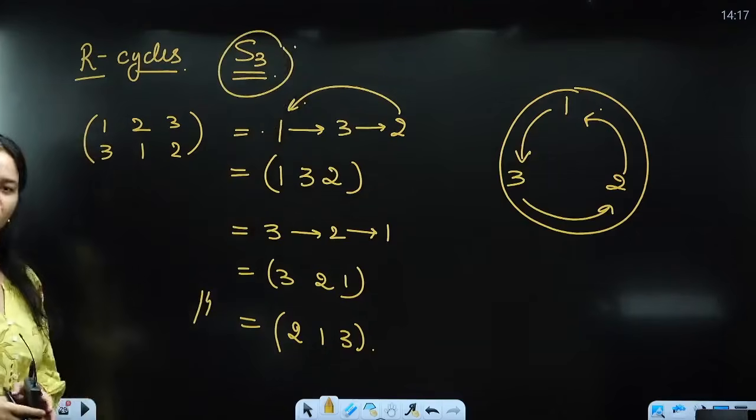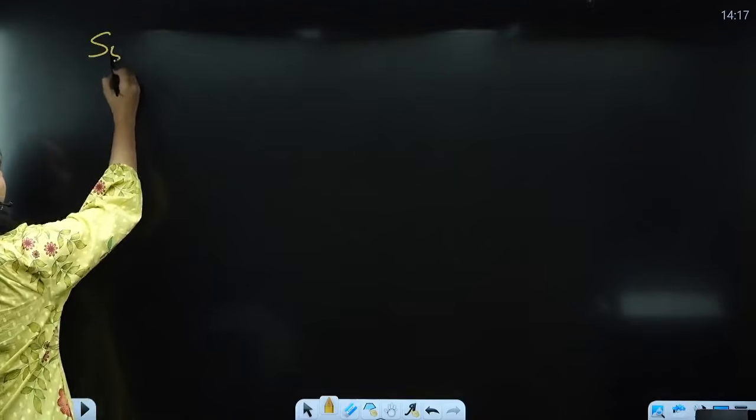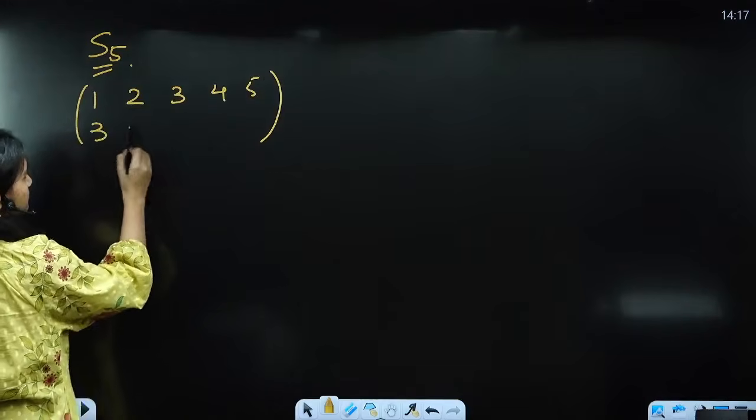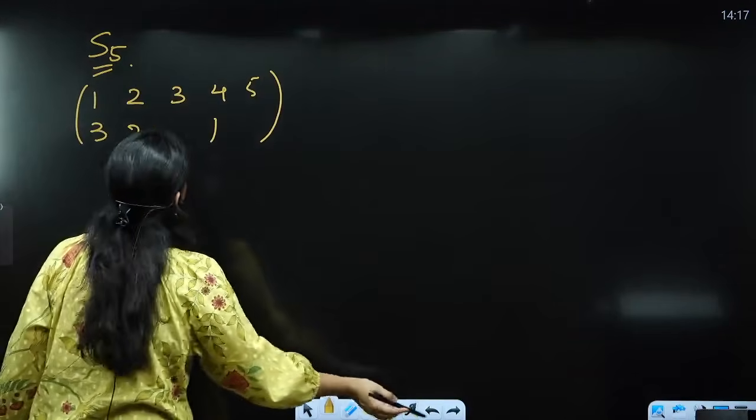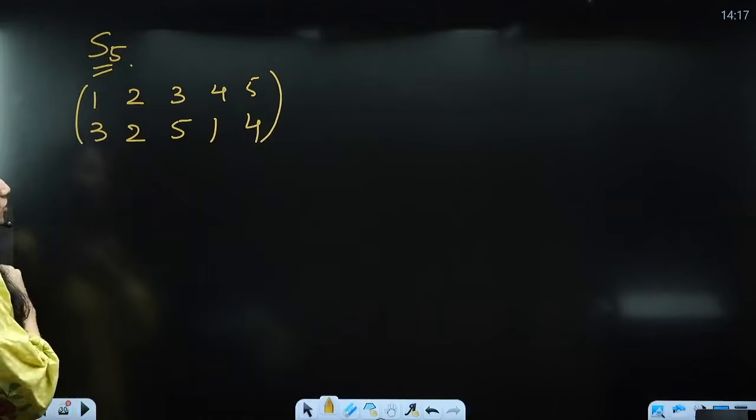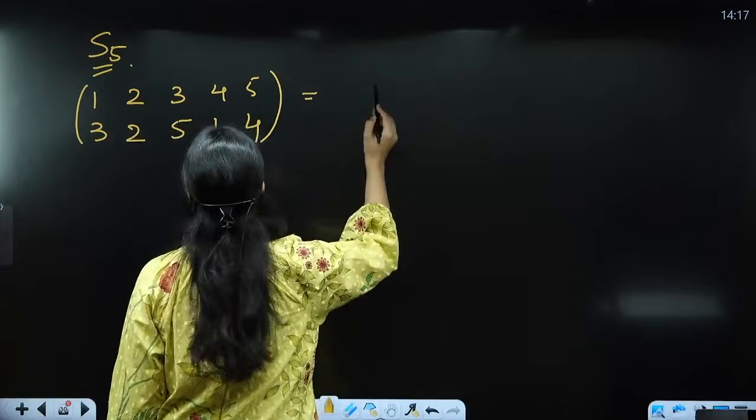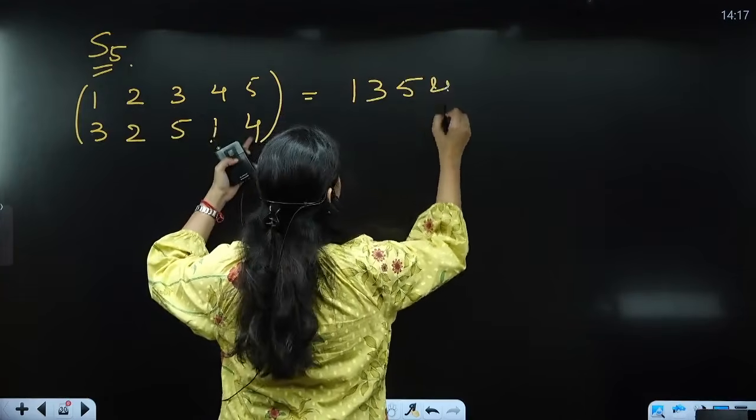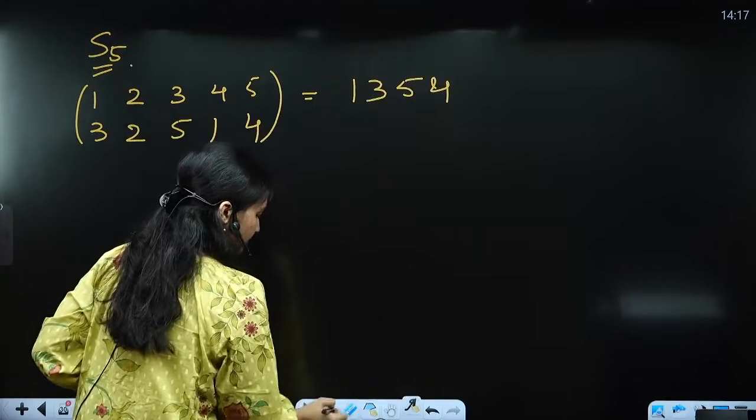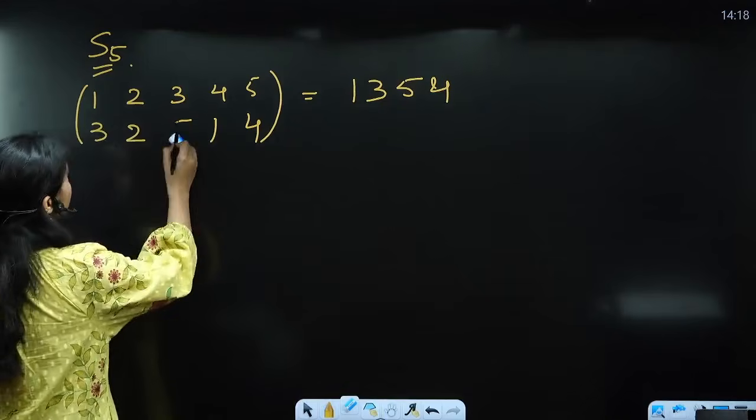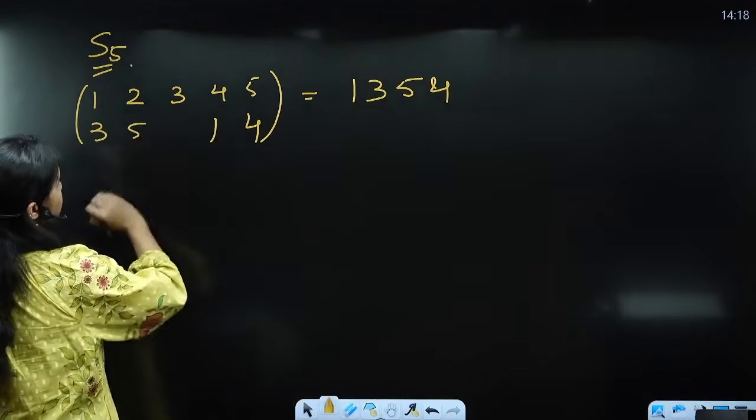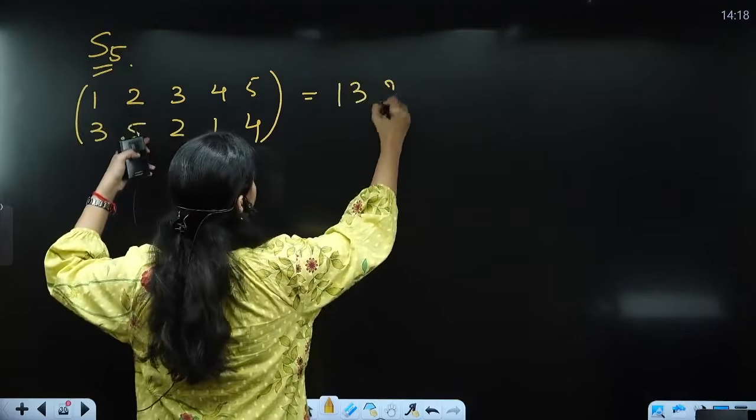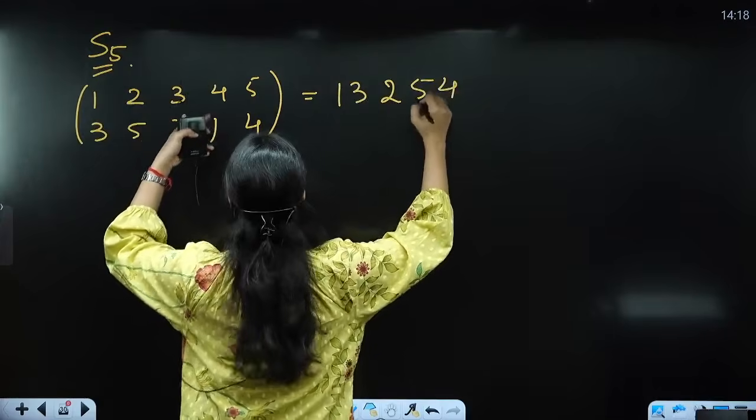Now let's take an example from S4 or S5. Let's take S5 and let's take the elements 1, 2, 4 and 5. Now let's try to form the R cycle here. What is going to be the R cycle? 1 is mapped to 3, 3 is mapped to 5, 5 is mapped to 4, 4 is mapped to, okay wait, I want to give you an example where all of the images are going to distinct elements. Let's say this and this. Now again, 1 is going to 3, 3 is going to 2, 2 is going to 5 and 5 is going to 4 and 4 is again going to 1. Clear?